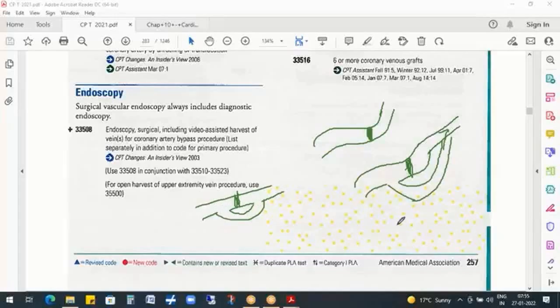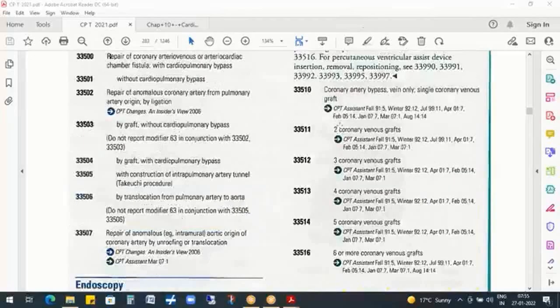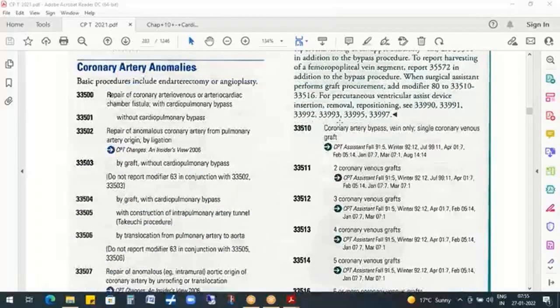For that, how many veins are used, how many arteries are used, or a combination of arteries and veins, how many they used. Now if you see the code descriptions, 33510. Can you see the code description 33510? How many veins are used for that procedure? One. 33510, 33511, 33512, 33513. Like that you need to count just the number.